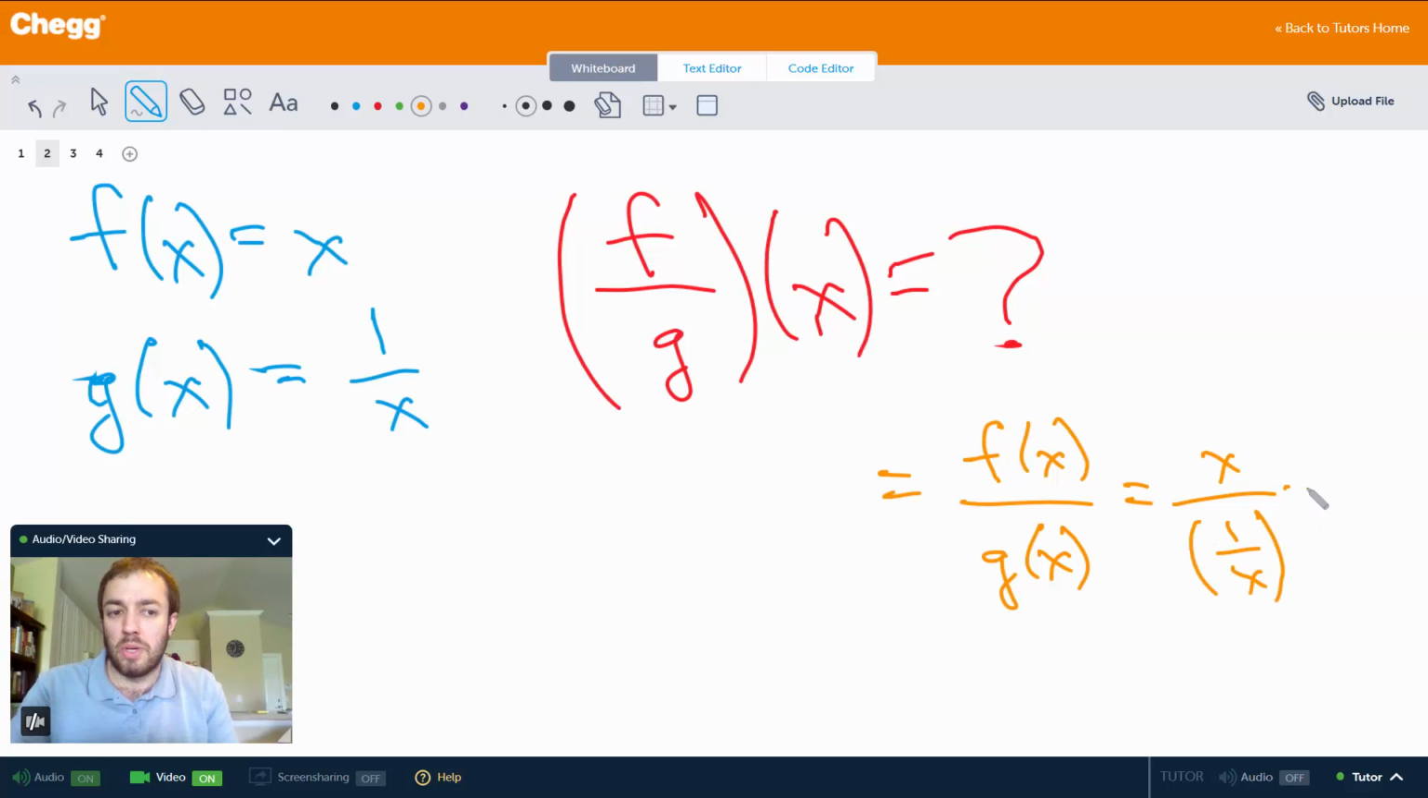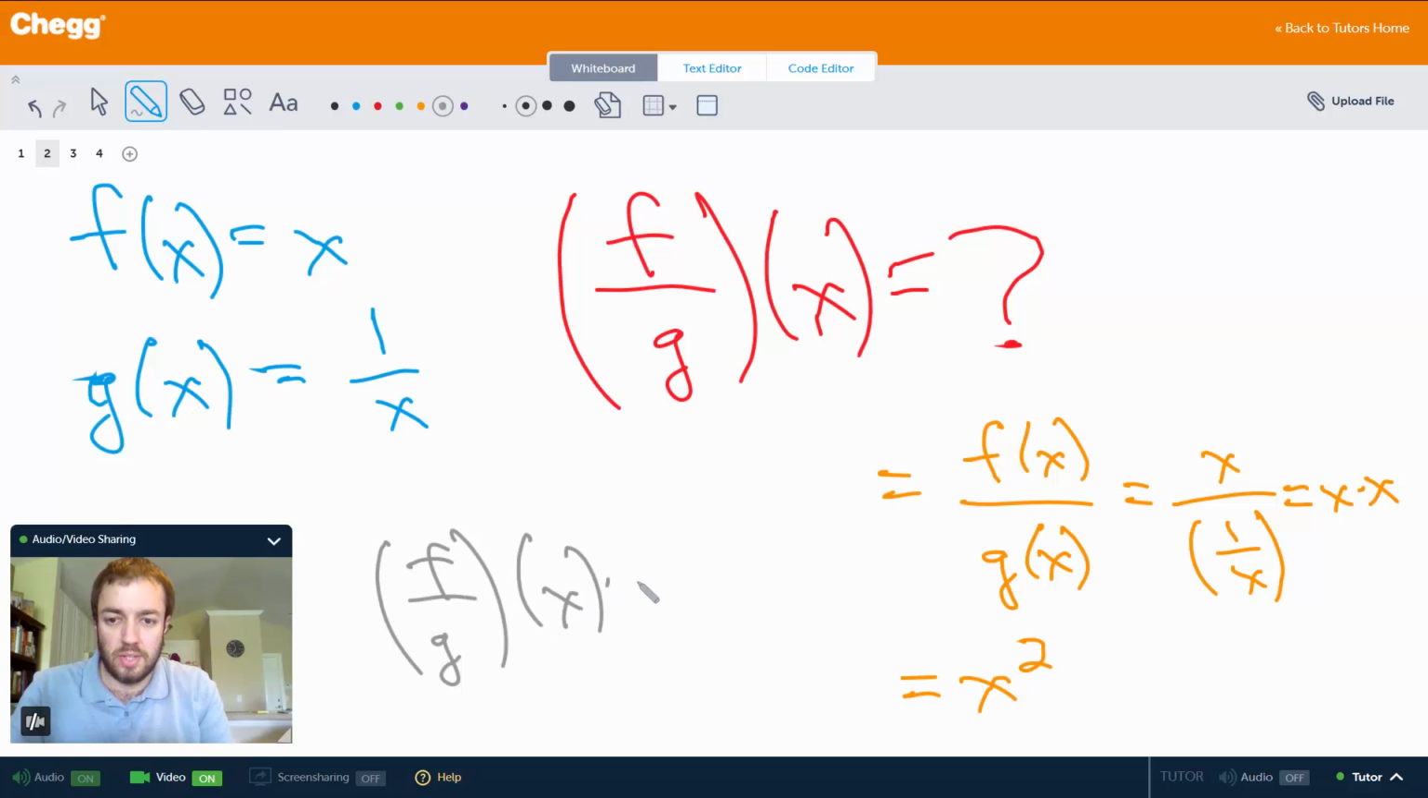And if we divide by 1 over x, what are we really doing? We're actually multiplying by x, because remember, if you divide by a fraction, multiply by its reciprocal. So this is x times the reciprocal of 1 over x, which is just x, and of course, this is just x squared. So f divided by g of x equals x squared. Now that wasn't too bad, right? But here's the tricky part. What's the domain of this?